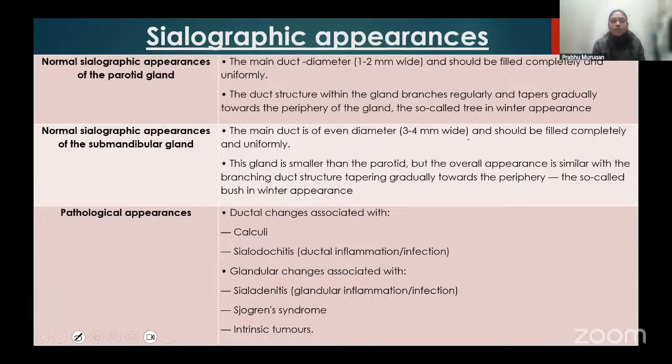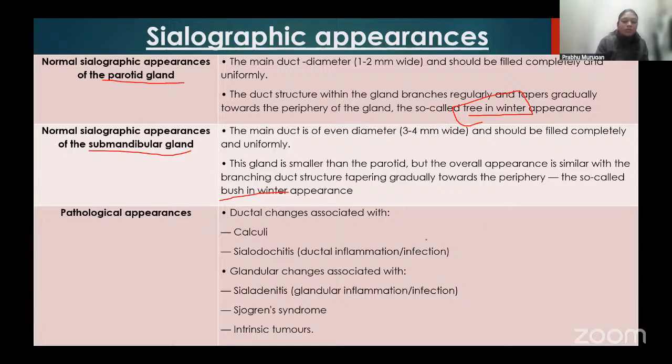So here you can see here, right? The normal sialographic appearance of your parotid gland is the tree in winter appearance. Okay, remember this. Your normal sialographic appearance of your parotid gland is tree in winter appearance. For your normal sialographic appearance of submandibular gland, it is bush in winter appearance. Okay, so parotid, it is tree in winter. Submandibular gland, it is bush in winter appearance.